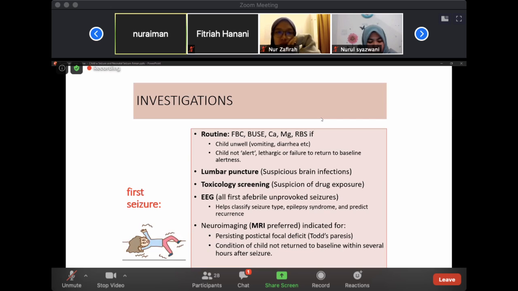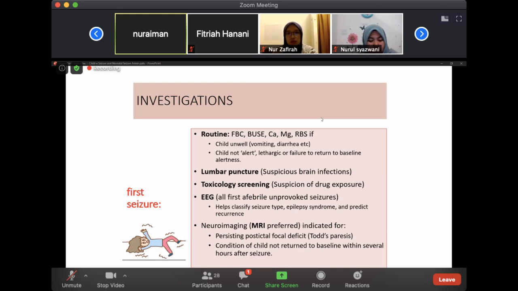Don't forget also if the child has a history of drug exposure, or any other medication that the child took prior to this, do toxicology screening, and proceed to EEG for all first febrile or unprovoked seizure patients presented to us. It can help us to classify seizure type, epilepsy syndrome, and predict recurrence of the seizure.